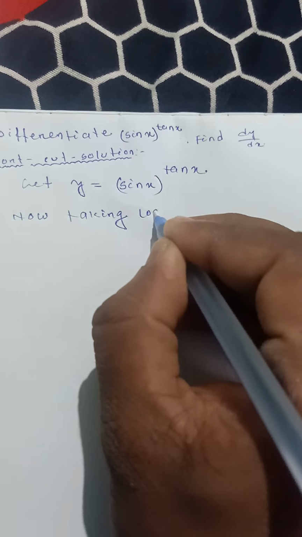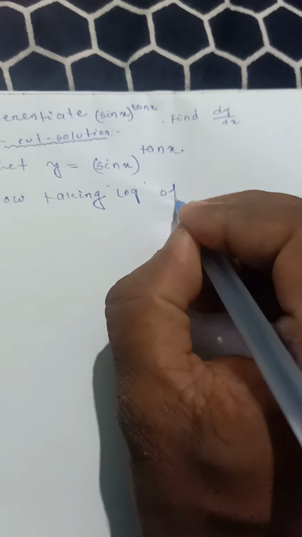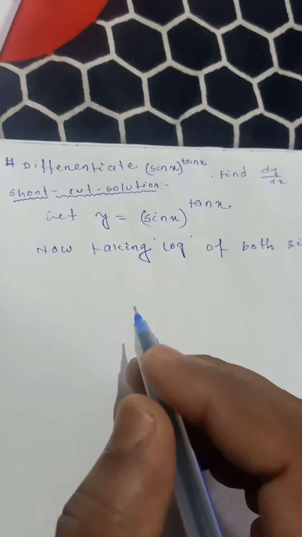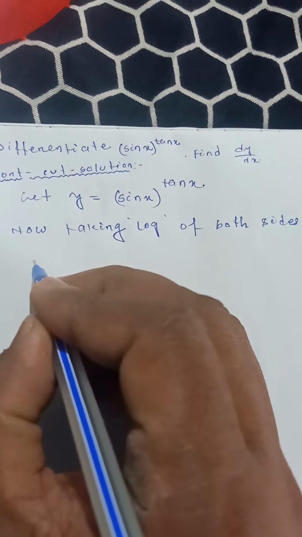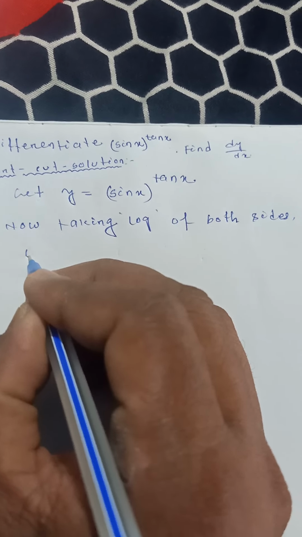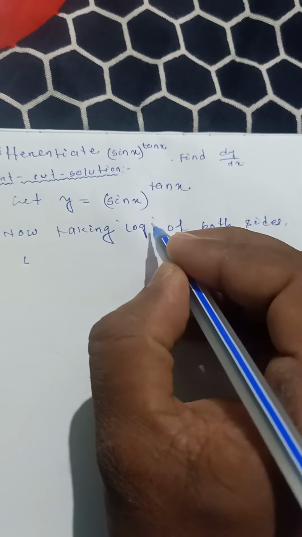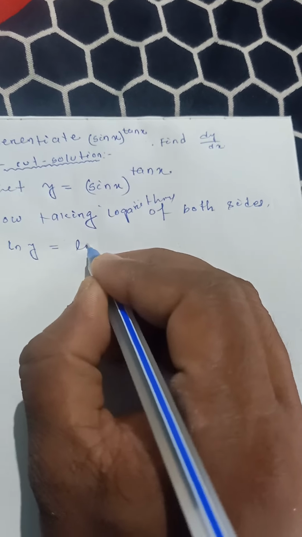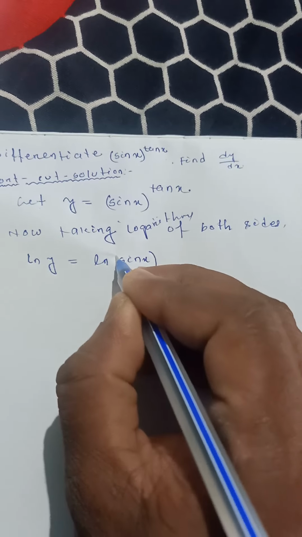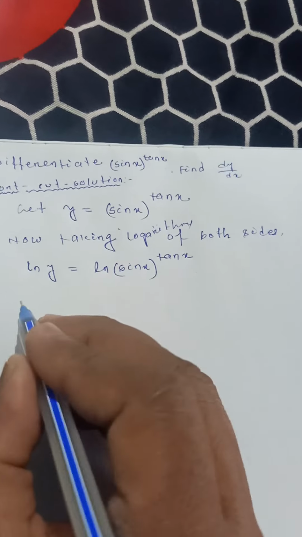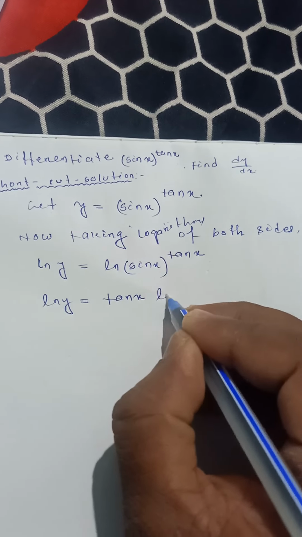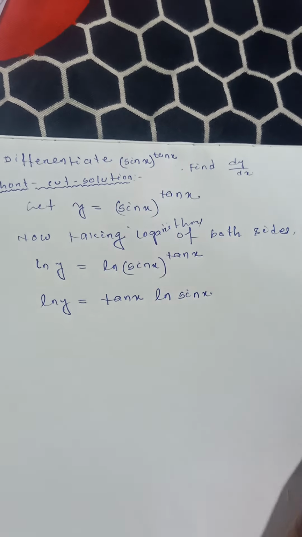Now taking log of both sides. Okay, log means your logarithm. Taking logarithm on both sides, that is ln y is equal to ln sin x to the power tan x, which is equal to ln y is equal to tan x ln of sin x.